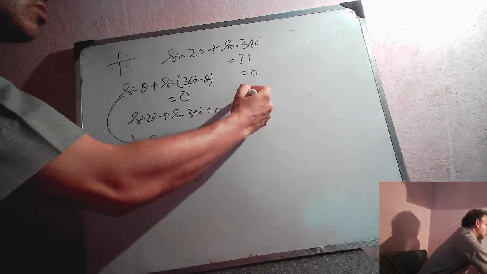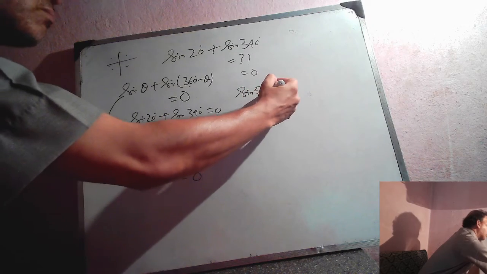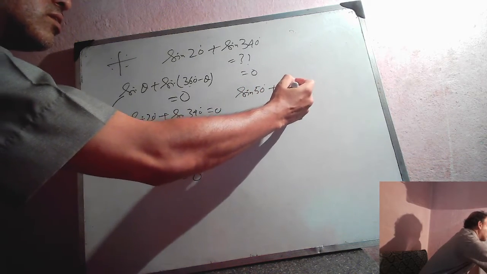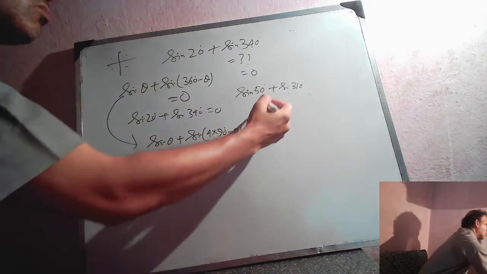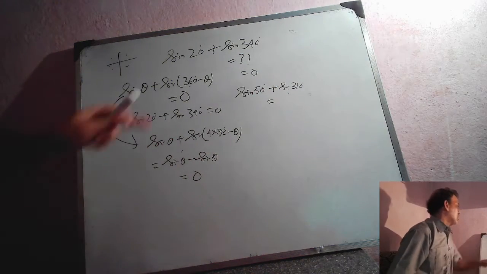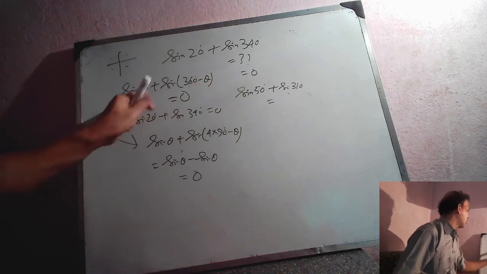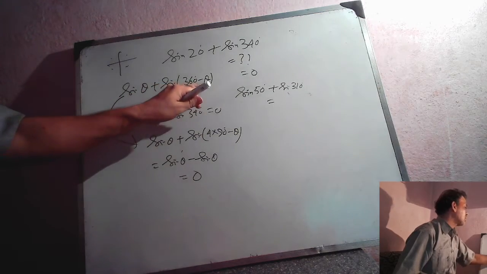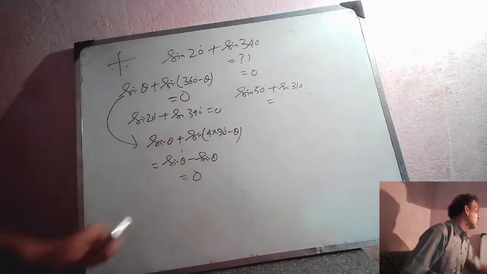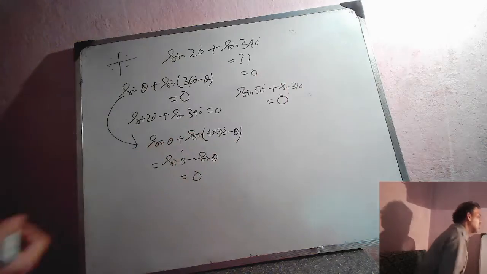Similarly, suppose sin 50 + sin 310. What will be its value? Replace theta by 50: sin 50 + sin (360 - 50), which is 310. So this will also be 0.